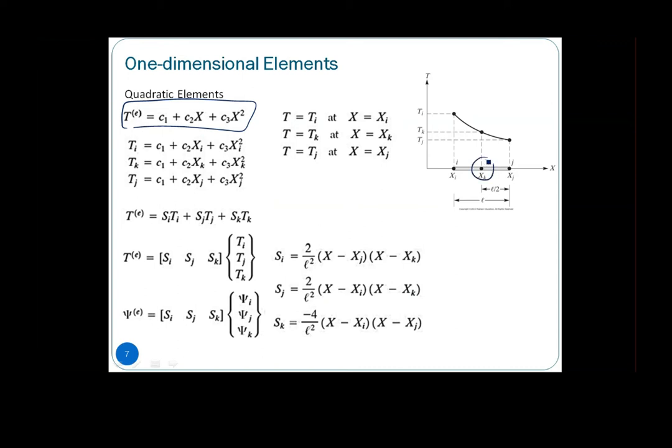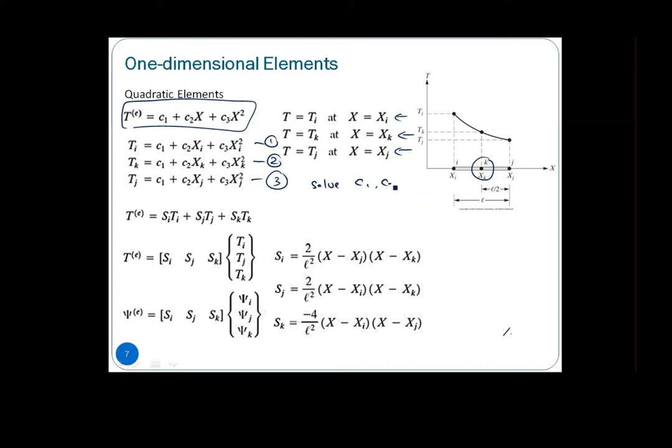So we know that at x equal to xi, t equals ti. That is one condition. Then when x equals xj, t equals tj. Then when x equals xk, t equals tk. That gives us three equations. Substituting into the equations, we have the equations.